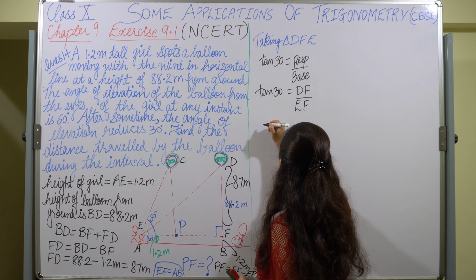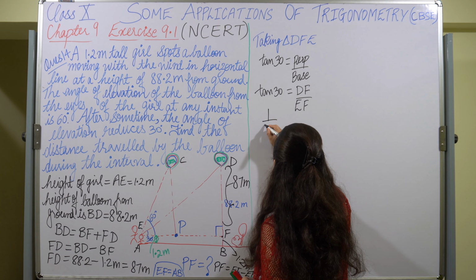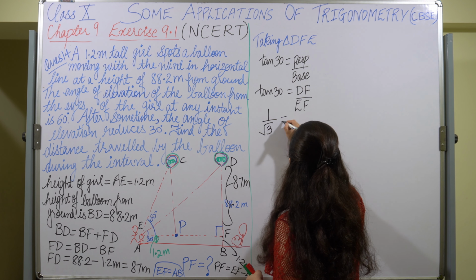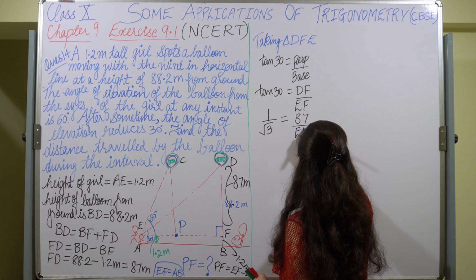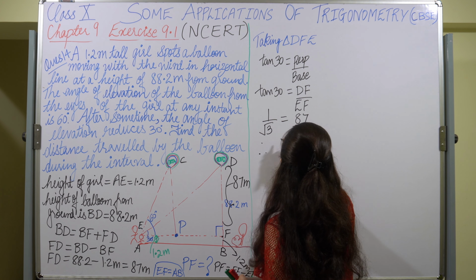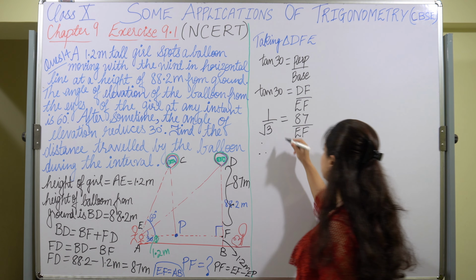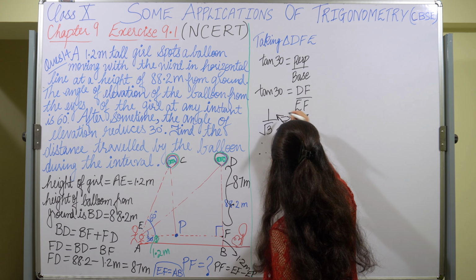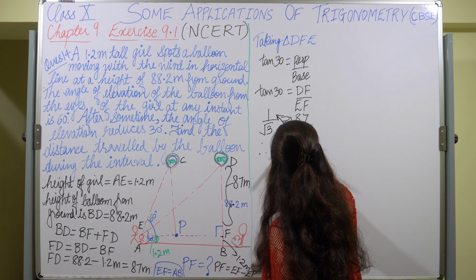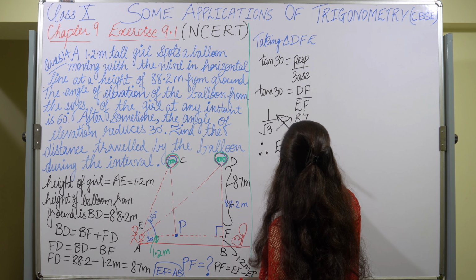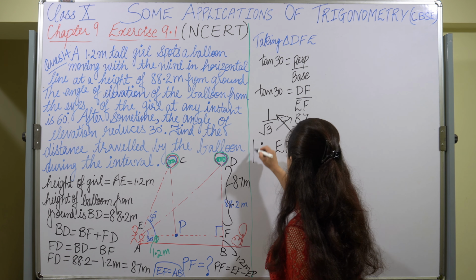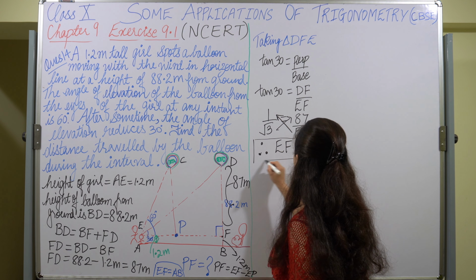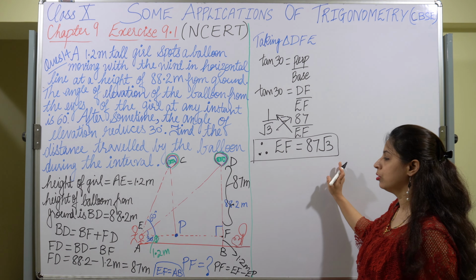So from here, tan 30 is given by 1 upon under root 3, which is equal to DF, which is 87, upon EF. So therefore I can cross multiply it. So EF will be equal to 87 under root 3.